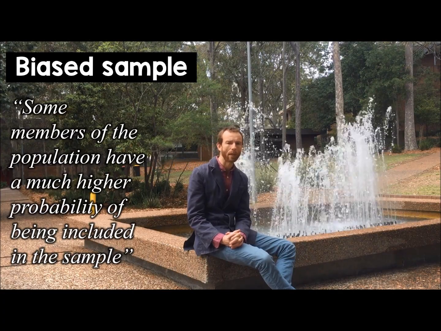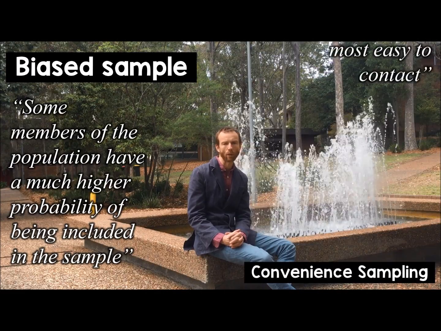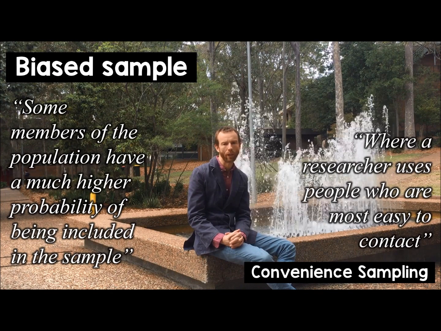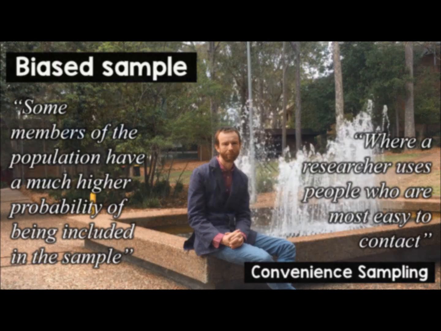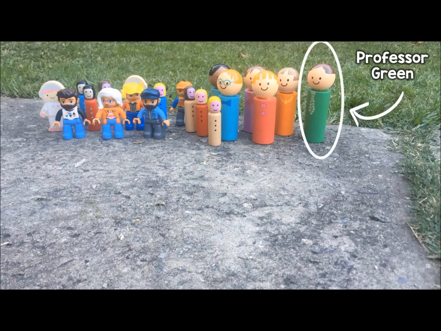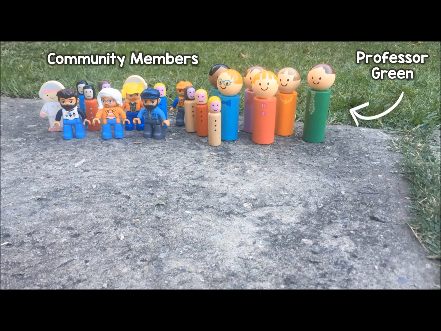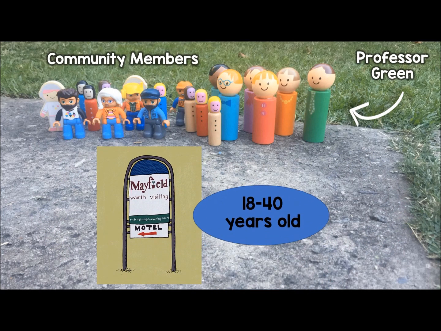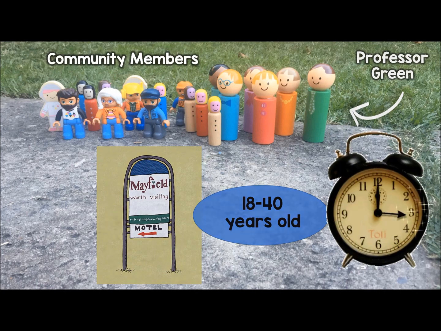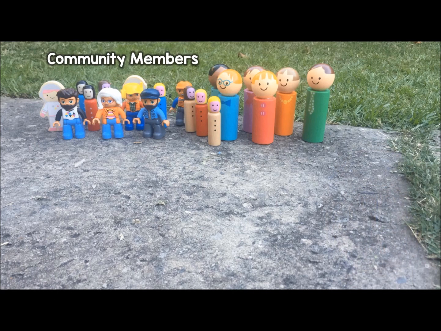One biased sampling technique is called convenience sampling. Convenience sampling is where a researcher uses the people who are most convenient for their sample. Imagine this scenario. Professor Green is investigating the recycling habits of people in his community. He's defined his population of interest as all the people who live in Mayfield who are 18 to 40 years old. Now, Professor Green has a deadline and he needs his research report written fairly quickly. So he chooses to survey the people in Mayfield that he has quick and easy access to.